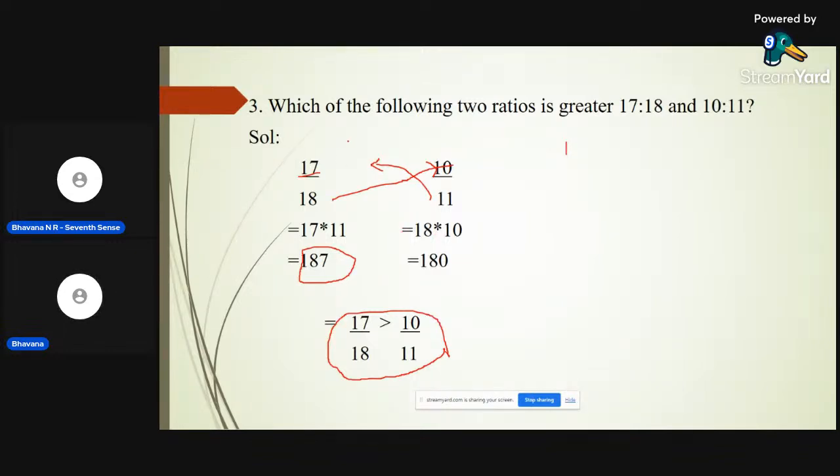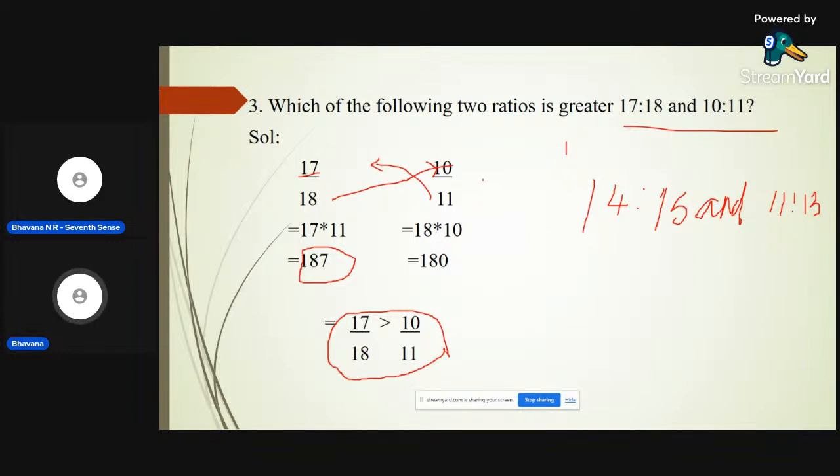So we can easily identify, right? Just do it for 14 is to 15 and 11 is to 13.